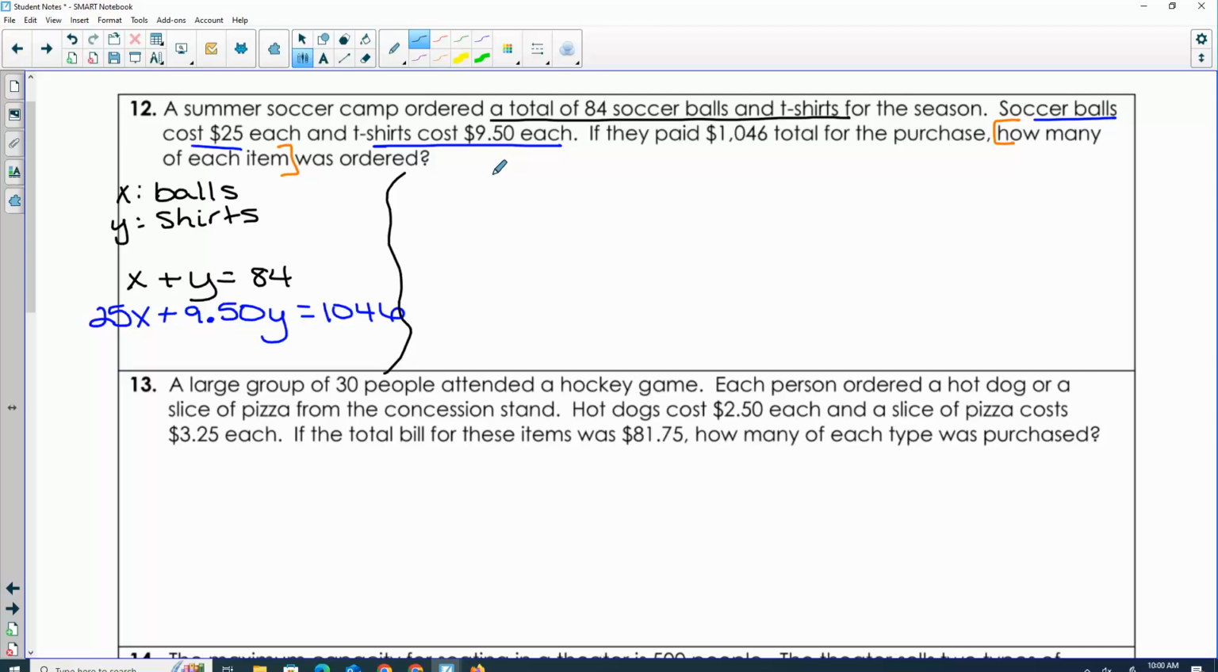Okay, if I want to eliminate x, what would I do? Let's do that. So now we have a negative 25x minus 25y. 84 times 25, negative 2,100. So you guys have been used to pretty nice small numbers. They may not always be the case here. So now we're going to add these together.